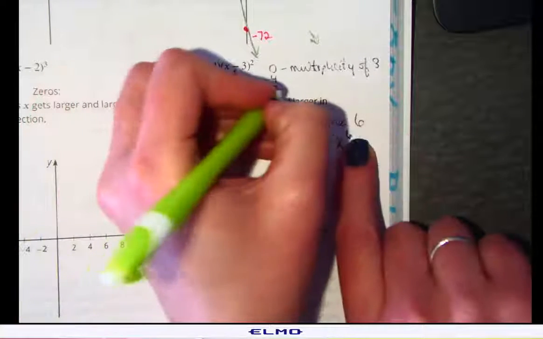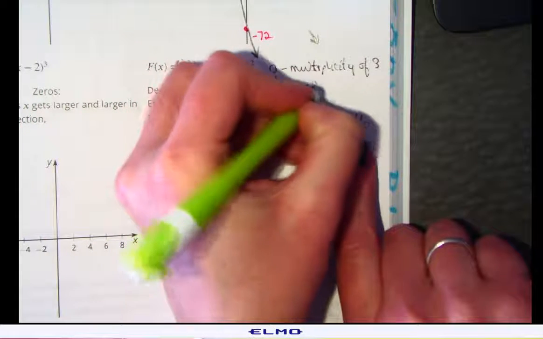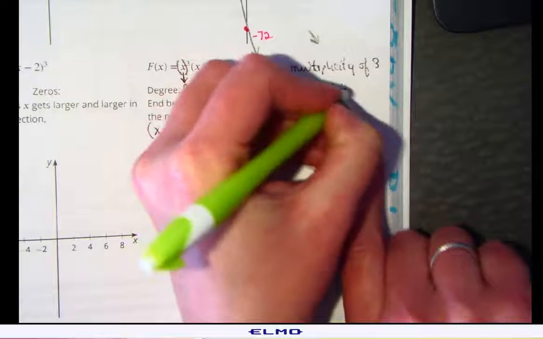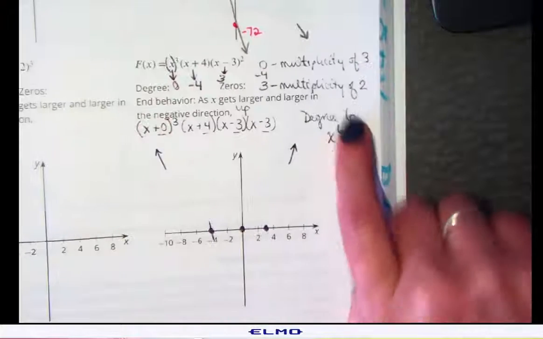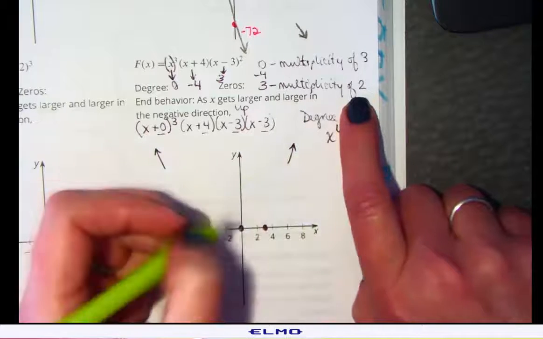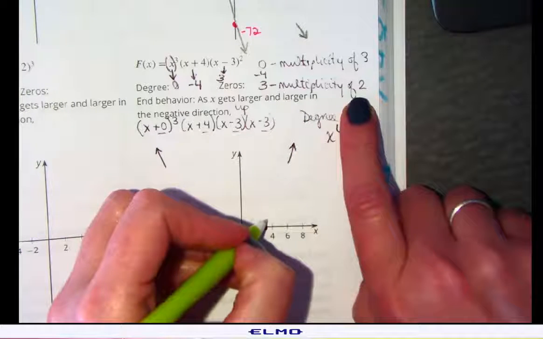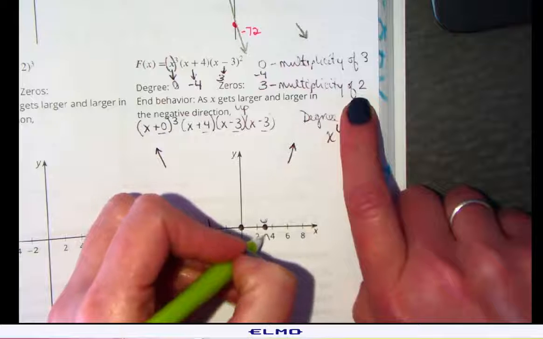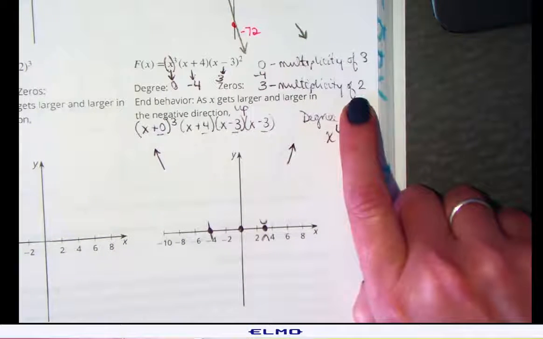Our 0 at positive 3 has a multiplicity of 2. And we saw in our example up above that a multiplicity of 2 means it's going to have a bounce. It's either going to bounce up or it's going to bounce down. I don't know which direction it's going to come from.